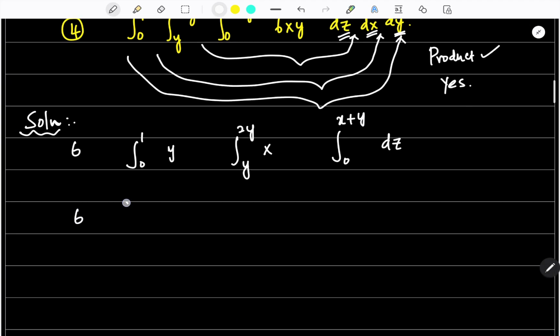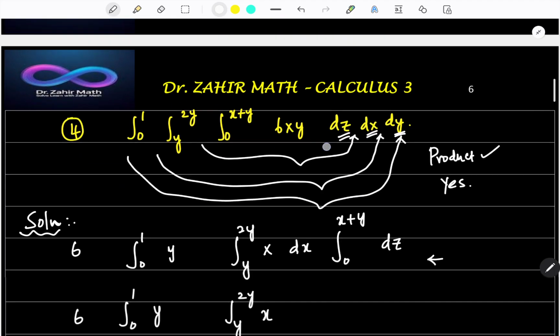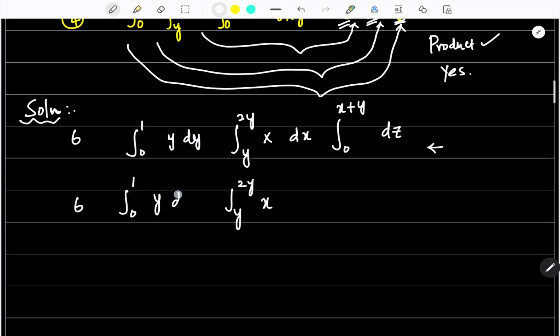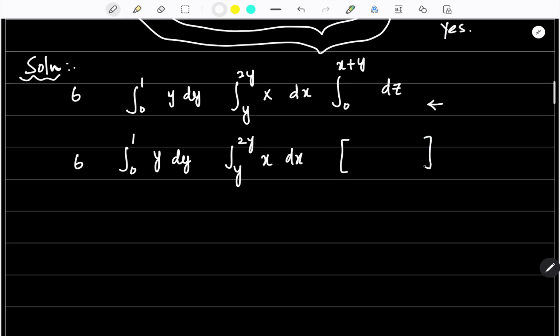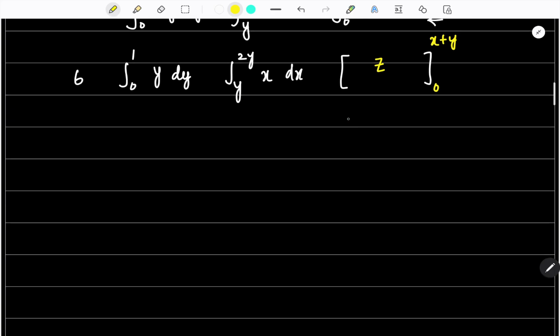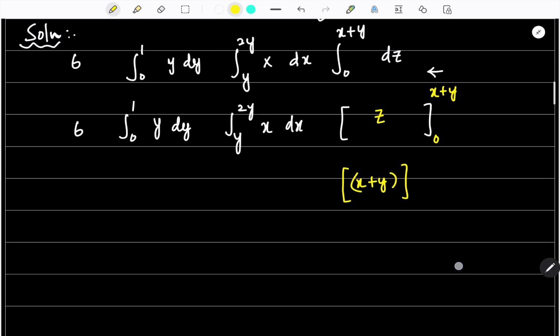Right, this equals 6 integral 0 to 1. You should not integrate from the left, you should start from here. So this will be dx, this will be dy. Now the integration goes with respect to z. What is the integration of dz? Which is z, from 0 to x plus y. If I do the upper limit substitution, it is x plus y, minus lower limit substitution is what?